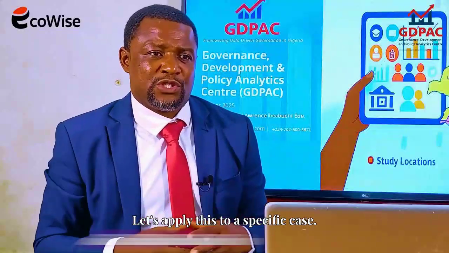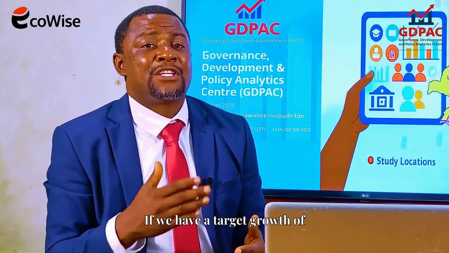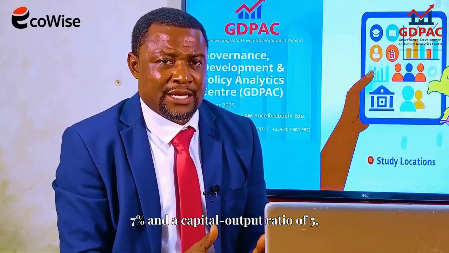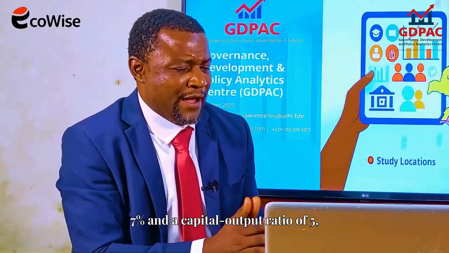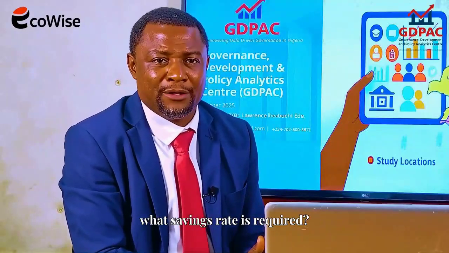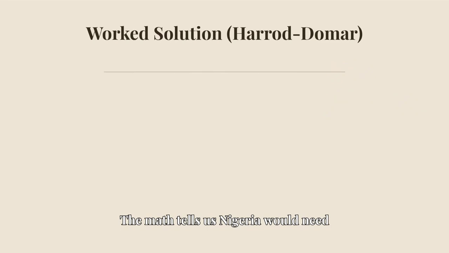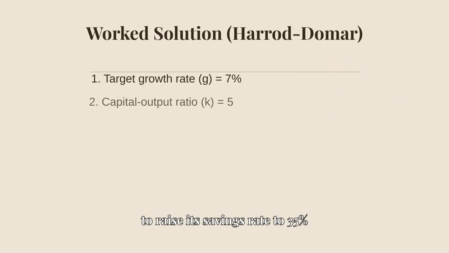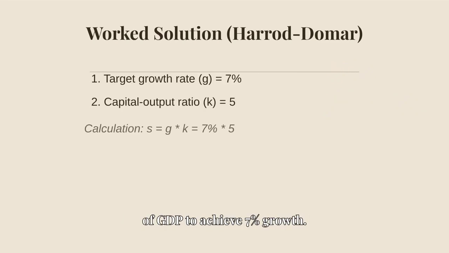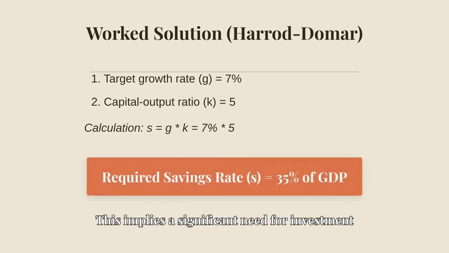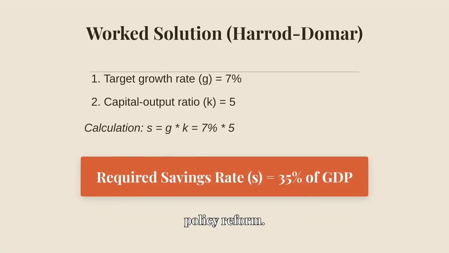Let's apply this to a specific case. If we have a target growth of 7% and a capital output ratio of 5, what savings rate is required? The math tells us Nigeria would need to raise its savings rate to 35% of GDP to achieve 7% growth. This implies a significant need for investment policy reform.